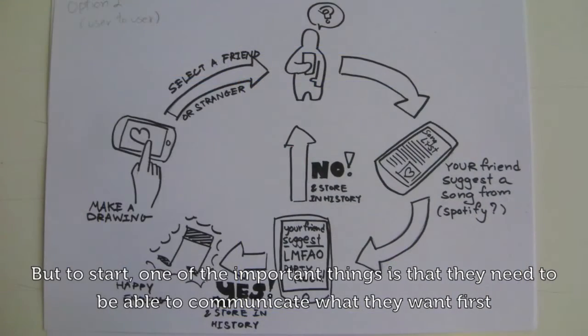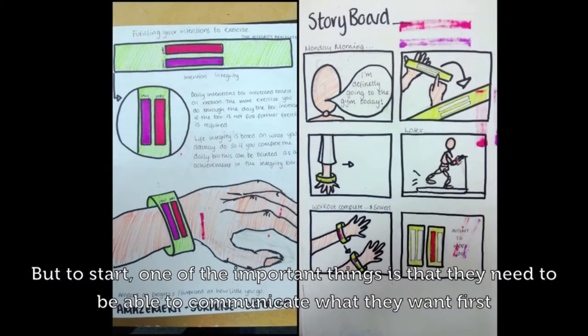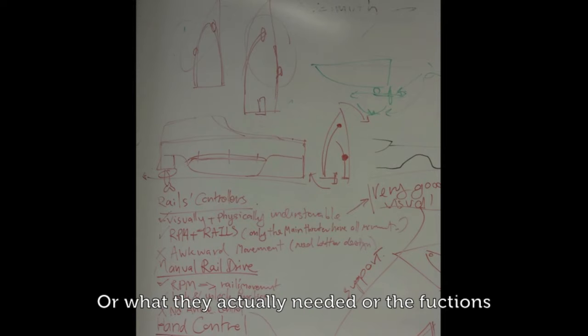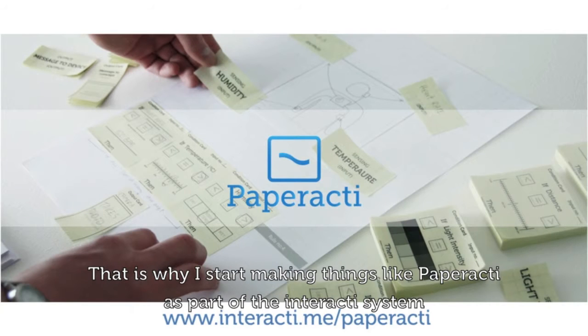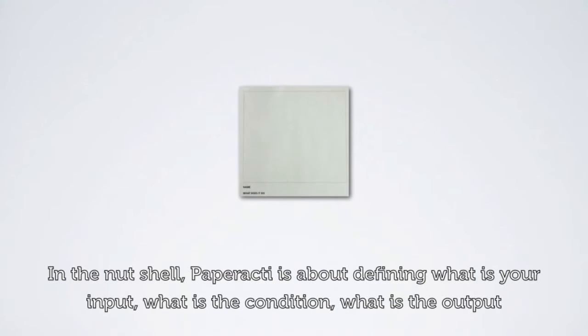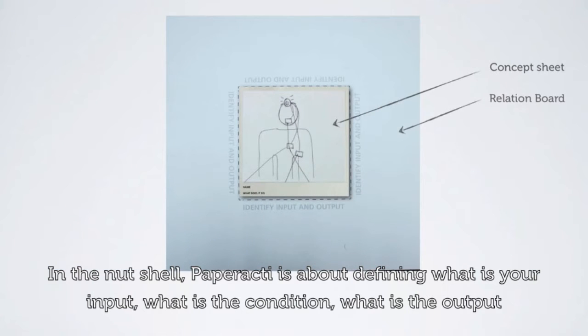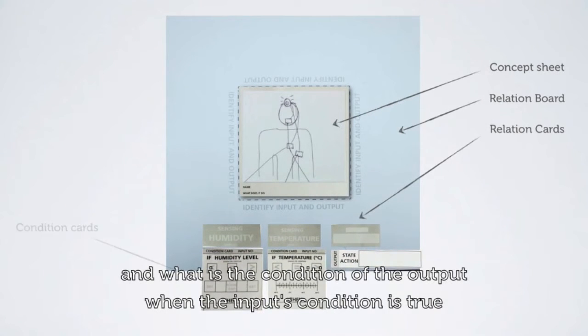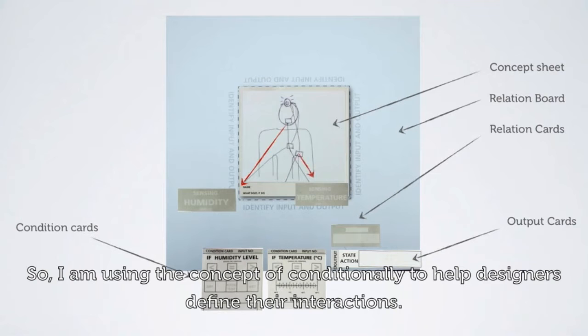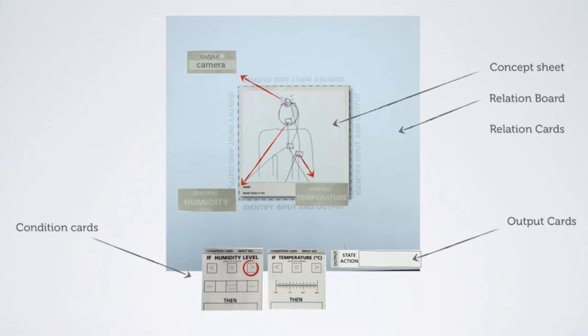But to start, I think the very important thing is that they need to be able to communicate what they want, or what they actually need, or what the function is. That is why I started making things like Interacti Paper, as part of the interactive system. In a nutshell, it is about defining what your input is, what your condition is, what the output is, and what the condition of the output is when the input condition is true. So basically, I'm using the concept of conditionals in programming to help designers define their interactions.